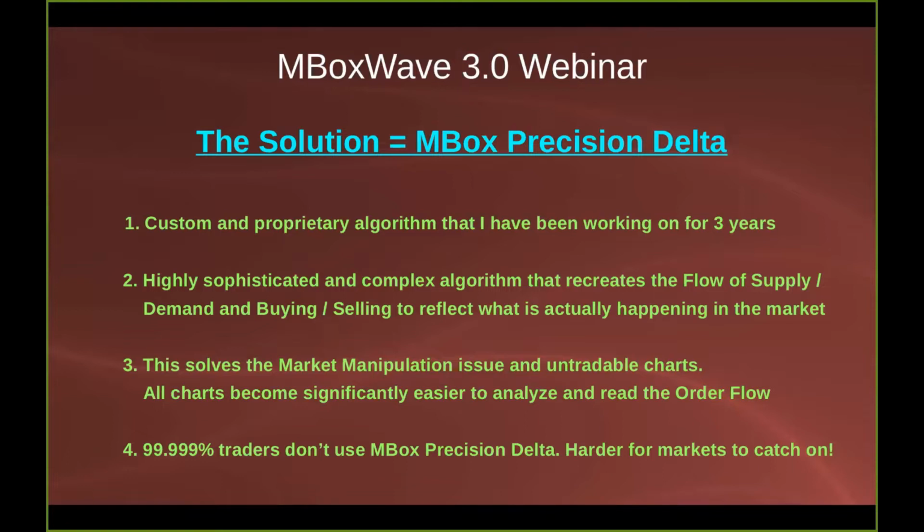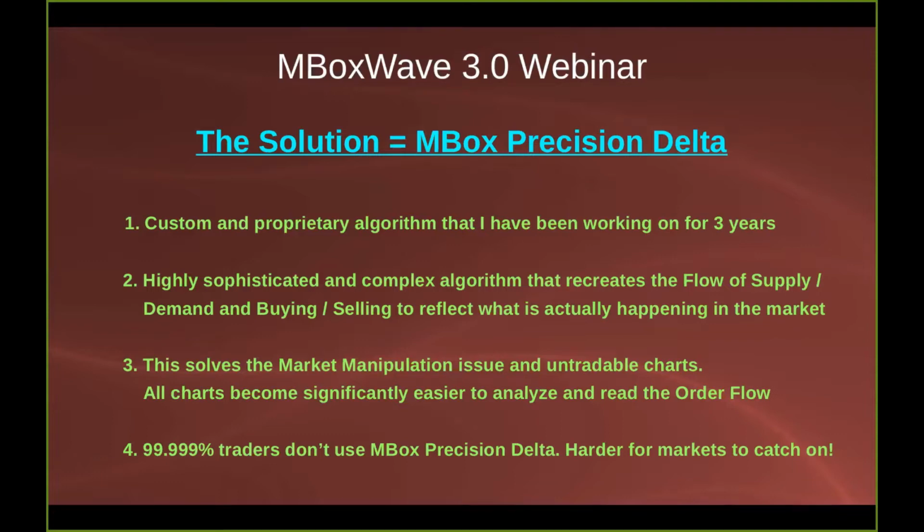It's a highly sophisticated and complex algorithm that essentially recreates the tape, it recreates the flow of supply and demand and the buying and selling to reflect what is actually happening in the market. That's important to give you a better picture of the analysis. And this solves the market manipulation issues in untradeable charts. So all the charts become significantly easier to analyze and trade and read the order flow. 99.999% of the traders don't use MBox Precision Delta, so it's harder for the markets to catch on.